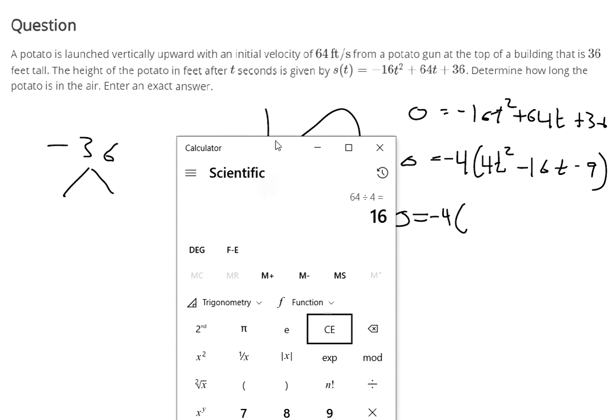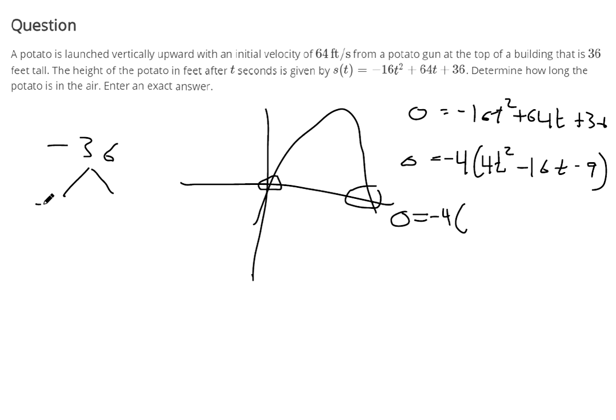Two numbers that multiply to be negative 36 but add up to be negative 16. Yeah, I missed it here. It's negative 18 and positive 2 that are the numbers we need, because that multiplies to make negative 36 and that adds up to be negative 16. Probably if you're watching this video, you already paused it and you started doing the quadratic formula, and that's okay. Either one.